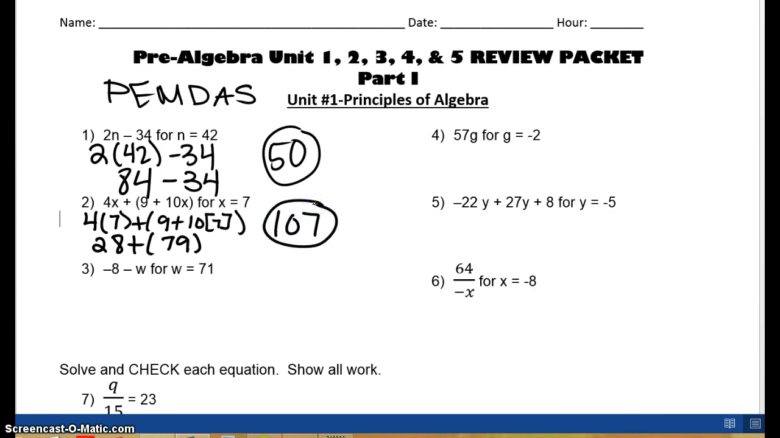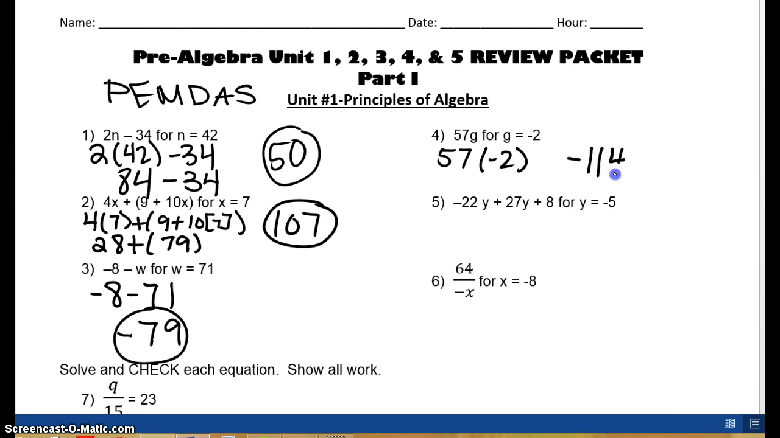So for number 3, we have negative 8 minus w, and w is 71. So we have negative 8 minus 71. Following our integer rules, we know that should be a negative 79. For 4, 57g for g equaling negative 2. Now, since we have a number and a variable next to each other, that's automatically multiplication, so we don't have to worry about that. 57 times negative 2 is negative 114.